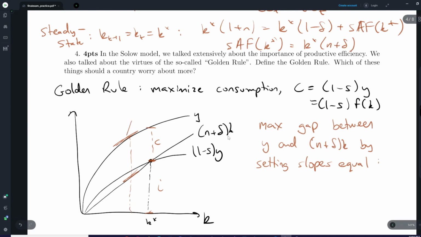That tells you that the slope of Y is equal to MPK, and MPK is equal to n plus delta, which is the slope of this line, right? Slope is equal to n plus delta. So that would be the golden rule level, but this is not actually important, right? Growth is more important.